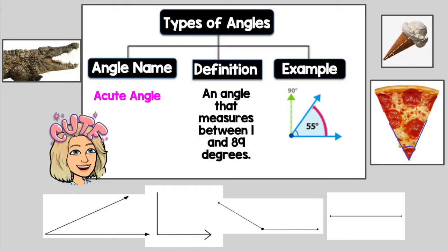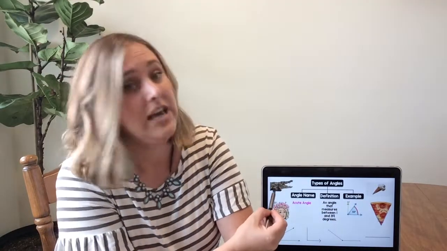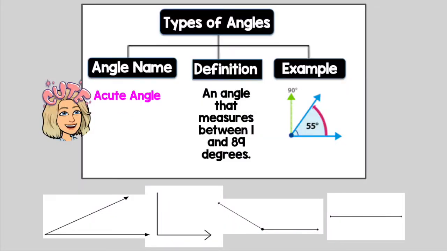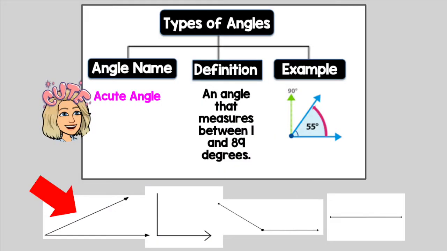And so this slice of pizza, it's looking pretty cute to me. I think I want to take a bite. And also this ice cream cone, yum. Both of those show acute angles because they are less than 90 degrees. He's not so cute, but he still is a great example because he has an acute angle shaped mouth. If you were to look down here, which angle looks like it would be the acute angle? If you were thinking this first one, you are correct.